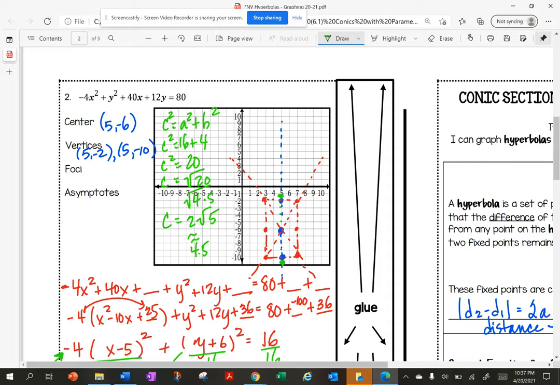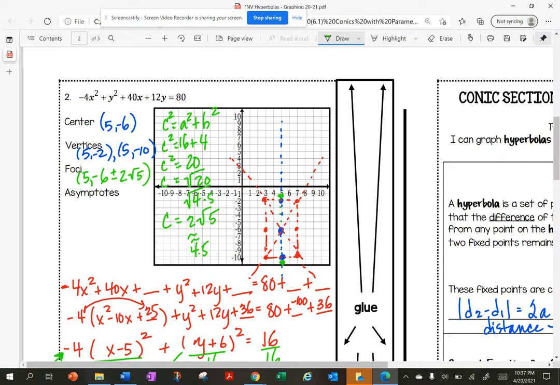So my foci are at 5, negative 6, and then I'm adding and subtracting 2 times the square root of 5.